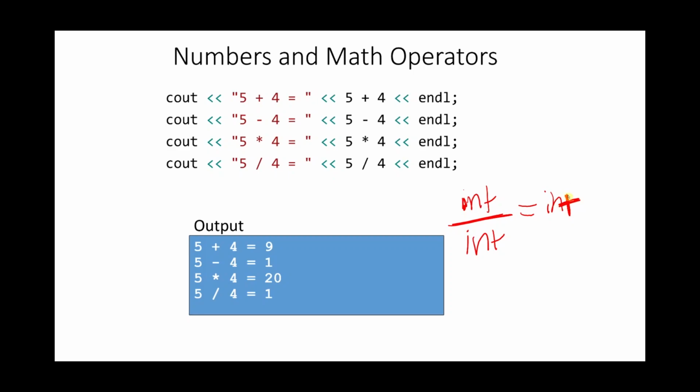Okay, let me give you an example. 5 divided by 4 equals 1.25. What's going on? I'm going to take the whole number part of it. Remember that int represents whole numbers? So we take the whole number part of it, which is the 1, and store it, or print it, if I'm printing. So this is why we have 1. Int divided by int gives you an int, the whole number part of it.